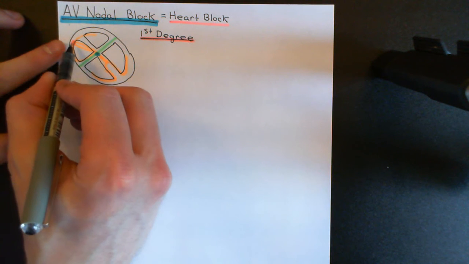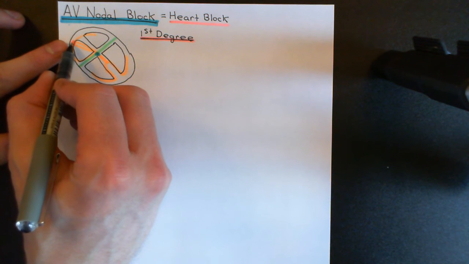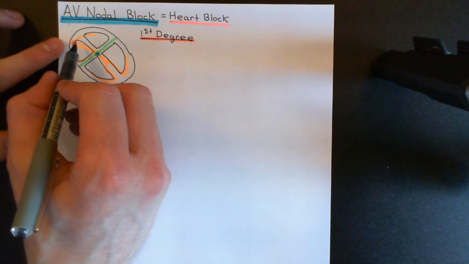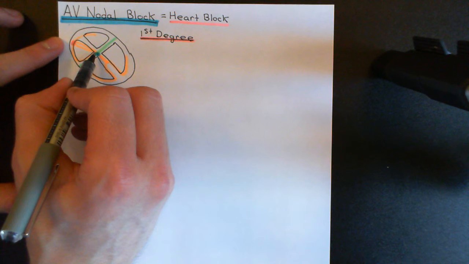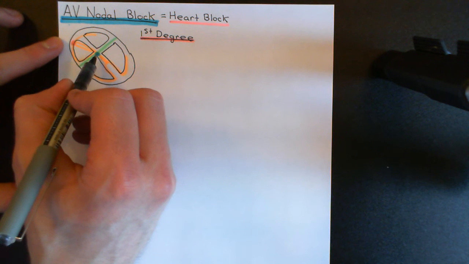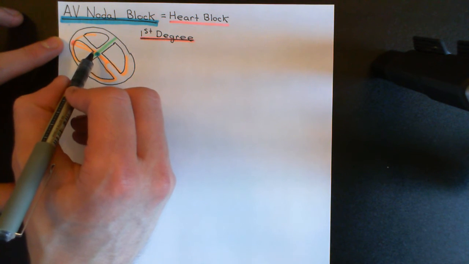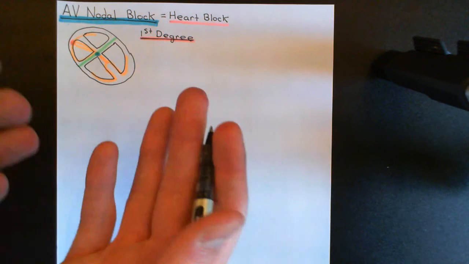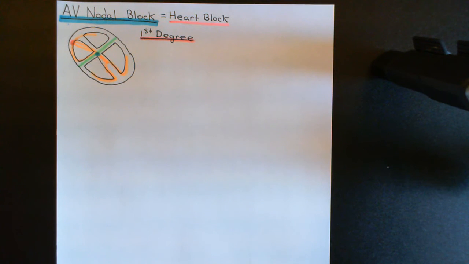Okay, so the sinoatrial node up here will generate an electrical signal, normally at 1 every 0.8 seconds or thereabouts. It'll make its way down to the AV node, and the AV node has to conduct this electrical signal from the atrial side to the ventricular side. And if you are suffering from first degree AV nodal block, it will take longer for this electrical signal to conduct from the atrial side to the ventricular side. That's what first degree AV nodal block is.